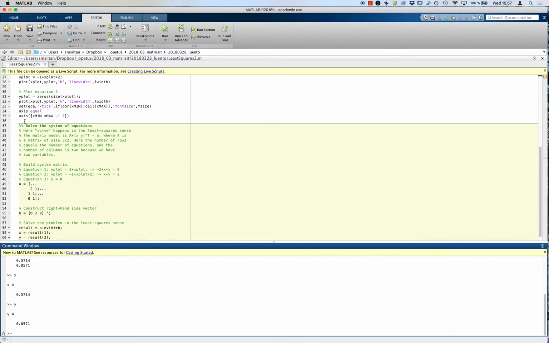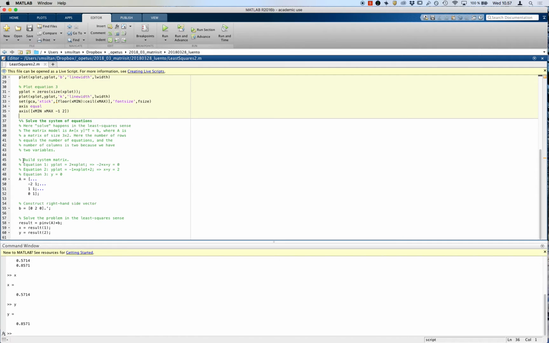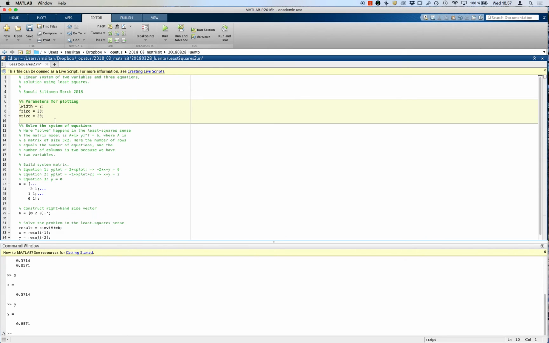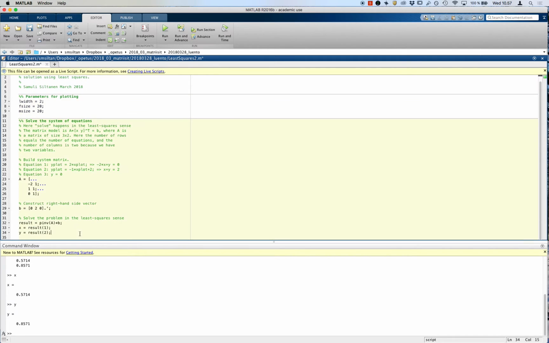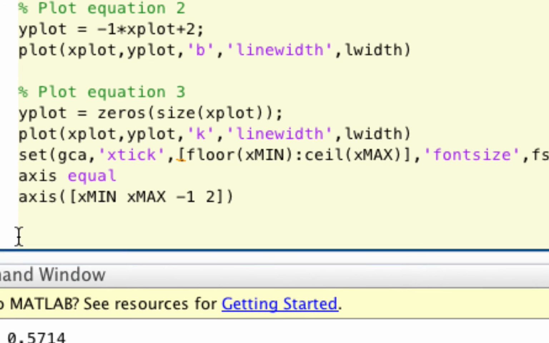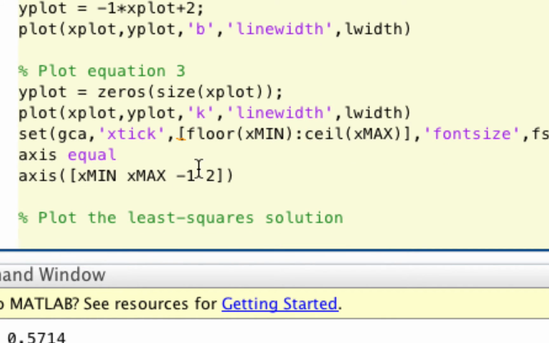And for that, I think I will move this plotting part of our routine to be after the solution part, because then we have the solution available. So now here, plot least squares solution. This time we plot only one point, x coordinate and y coordinate coming from the result vector. Yep.